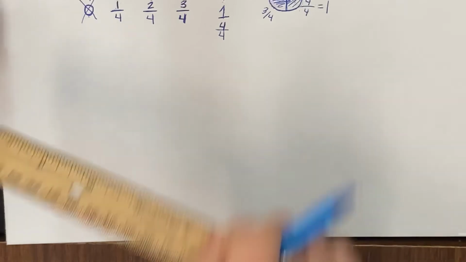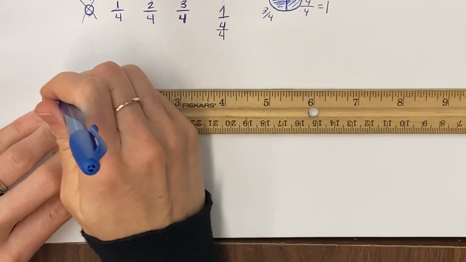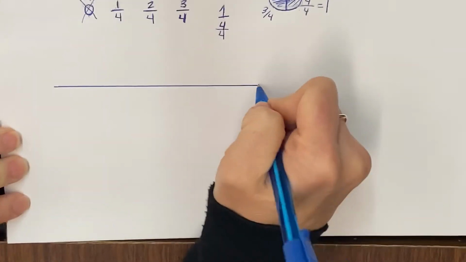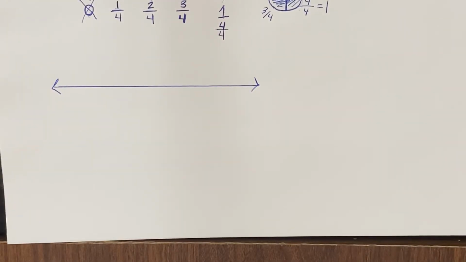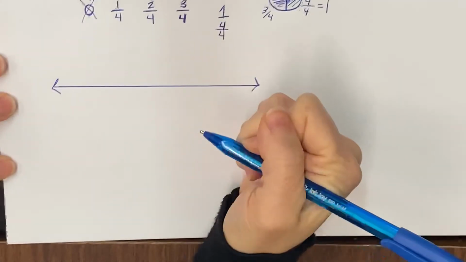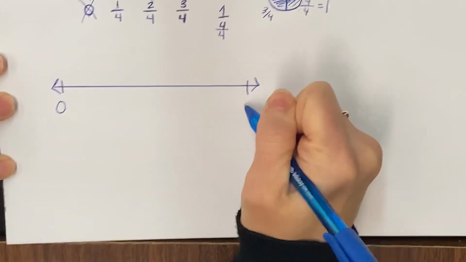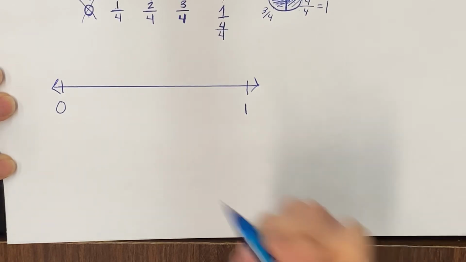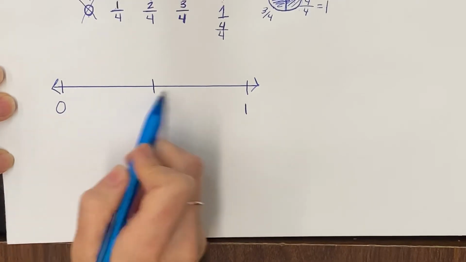Okay, I'm just going to use my ruler to help me with a straight line. Draw your number line. Draw your arrows. This time, we'll break it up into 6 pieces. Start with my 0 and 1. 6 is an even number, so I can cut it down the center. Okay, so now I have 2 equal pieces.